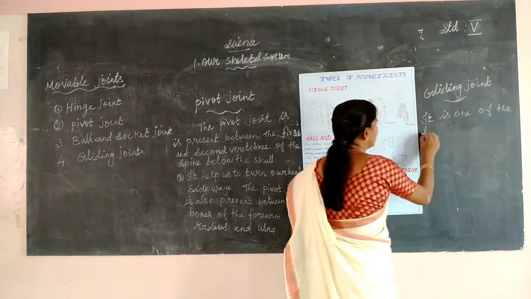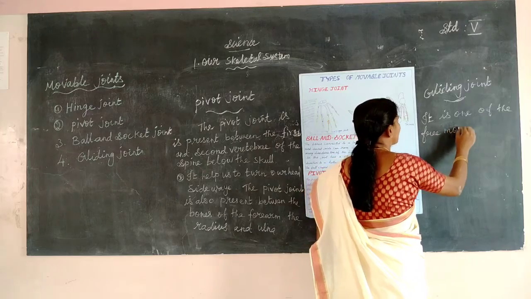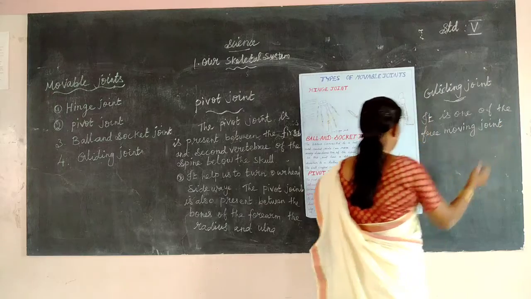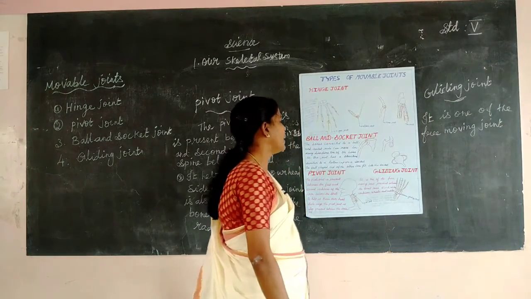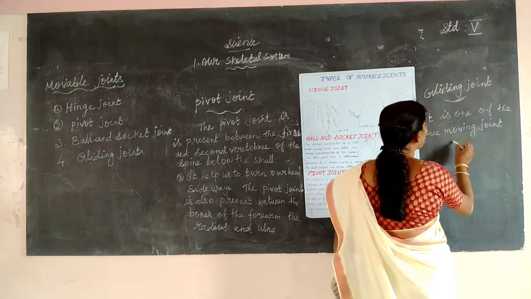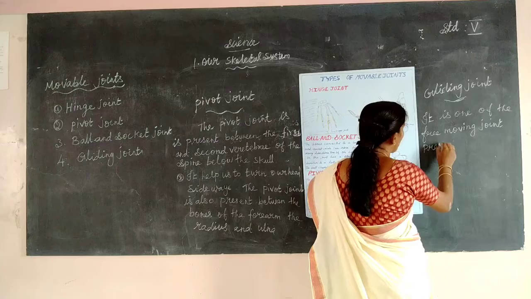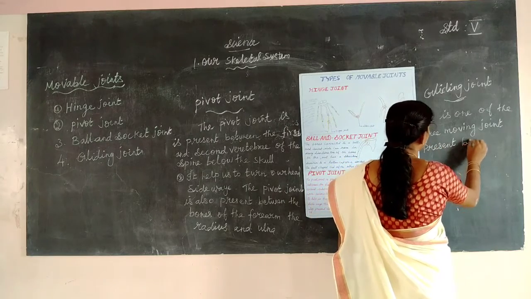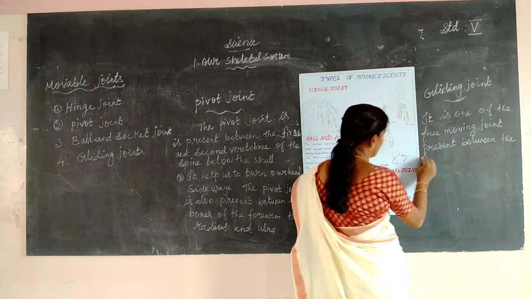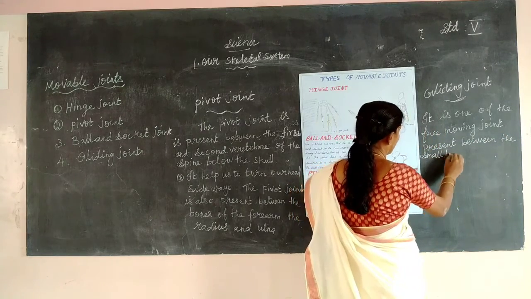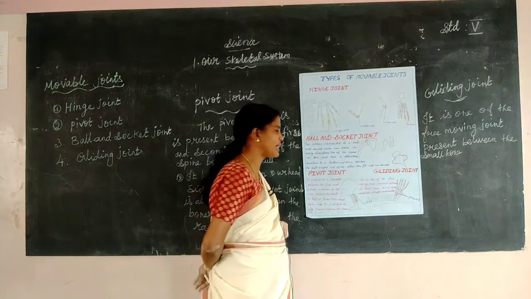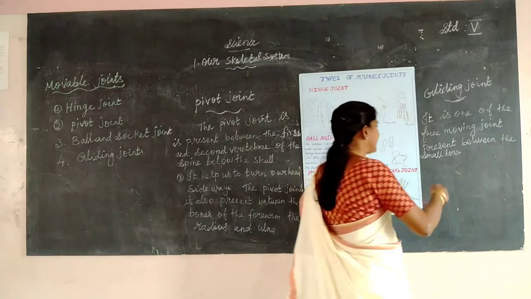Free moving joint. It is present between the small bones, such as the vertebrae, the vertebral column at the back, and the wrist and ankles.